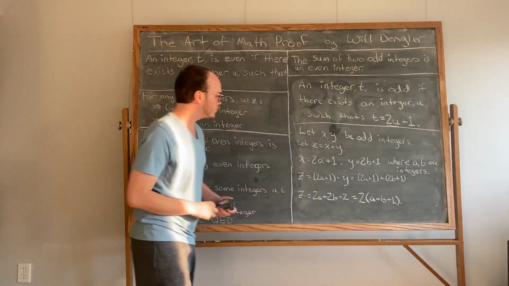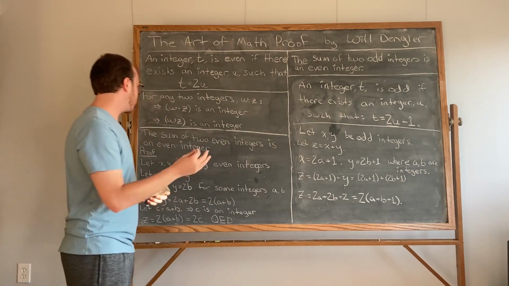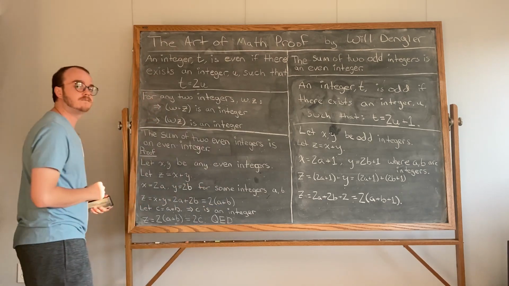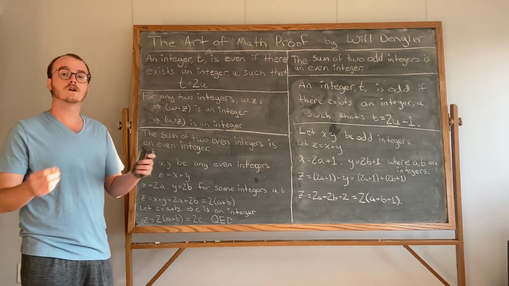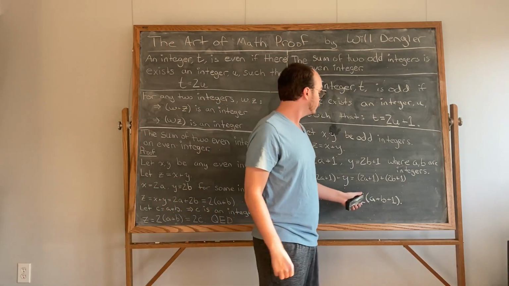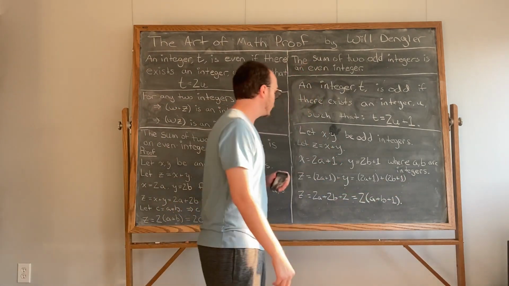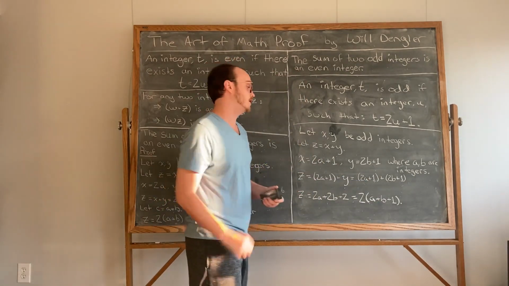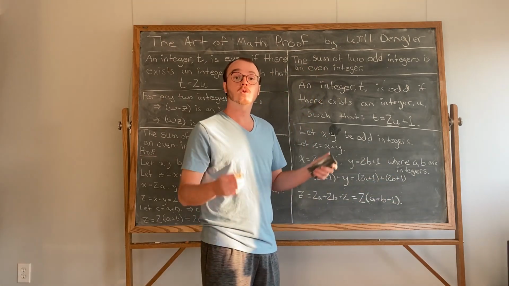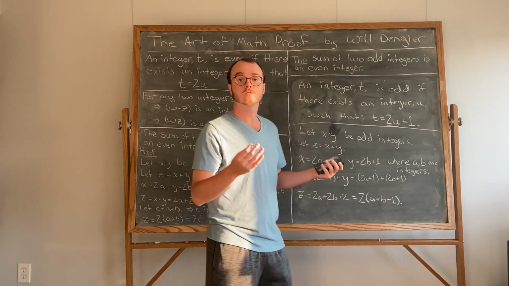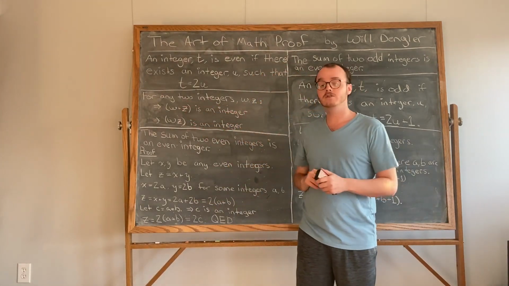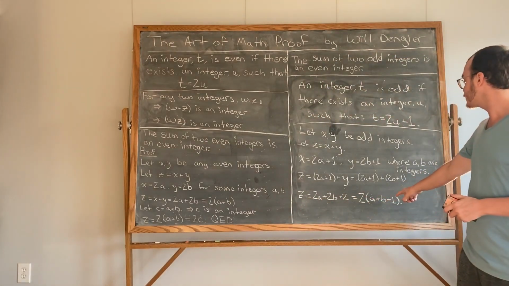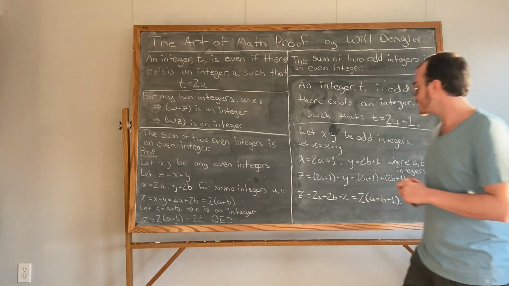Okay, so now what? Well, in our last proof, we got that z was equal to 2 times a plus b, and we noted that a plus b was an integer. This time we have 2 times a plus b plus 1. Well, a and b are integers, so a plus b is going to be an integer. And then one more than that will also be an integer, because we know that if we add together any two integers, we're going to get another integer. So we can give a plus b plus 1 a name. Let's call it c.